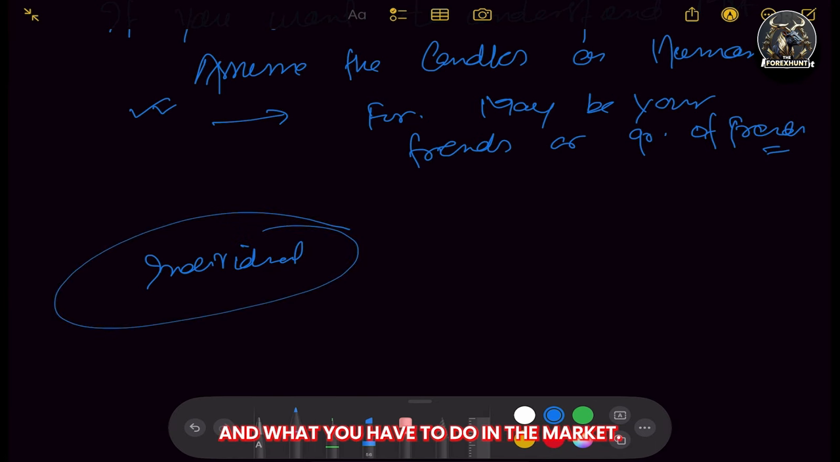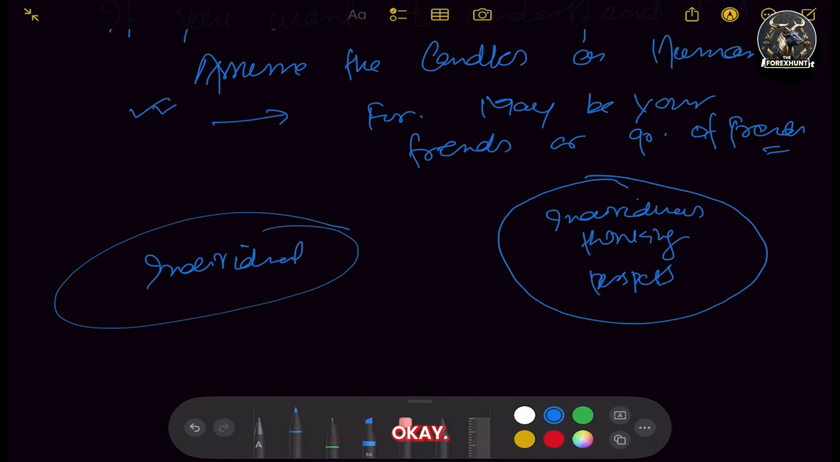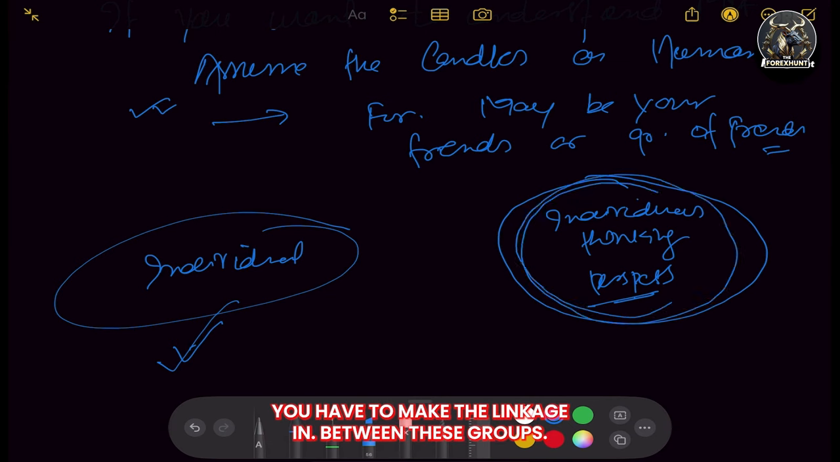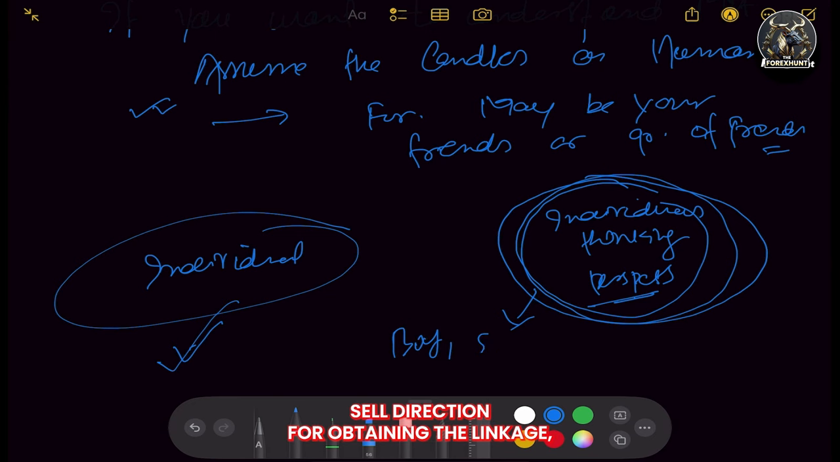And what you have to do in the market is make a linkage between all the individuals' thinking perspectives. These individuals include gamblers, speculators, bankers, retailers, investors, and many other kinds of investors who invest in the market directly or indirectly, and you are one of them. You have to make the linkage between these groups, so that you can understand what these groups want to do with the market, whether they will trend in a buy direction or go in a sell direction.